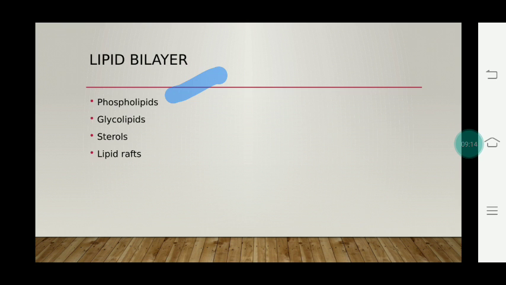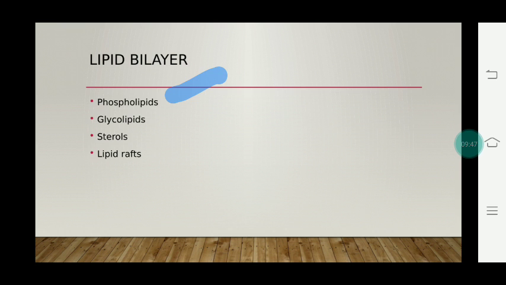The phospholipids are of two types: glycerophospholipid or sphingophospholipid. The alcohol attached to the phosphate, if it's glycerol, is called glycerophospholipid, and if it's sphingosine, it's called sphingophospholipid. So it's a phospholipid made up of four components.